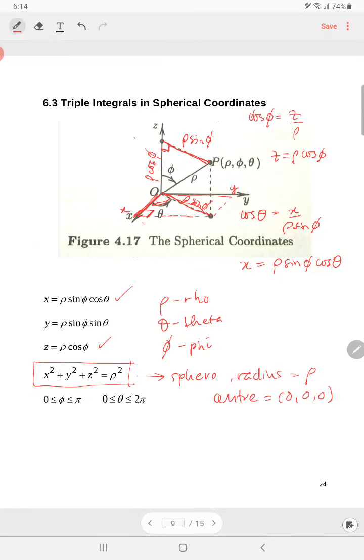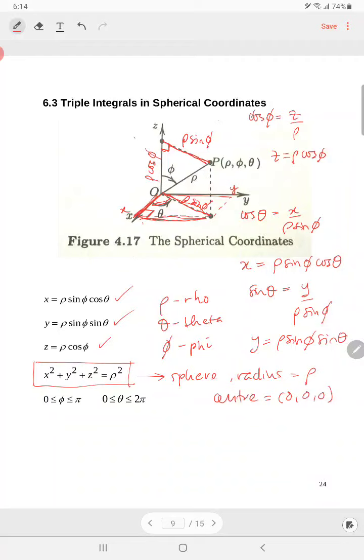And you can do the same thing for sine theta. For sine theta, it's opposite, which is this length here, which is y, divided by hypotenuse, which is rho sine phi. And then from there we get y is rho sine phi sine theta, which is that.